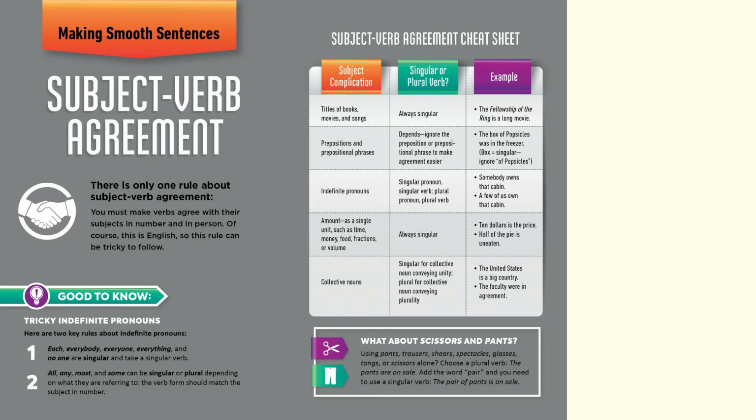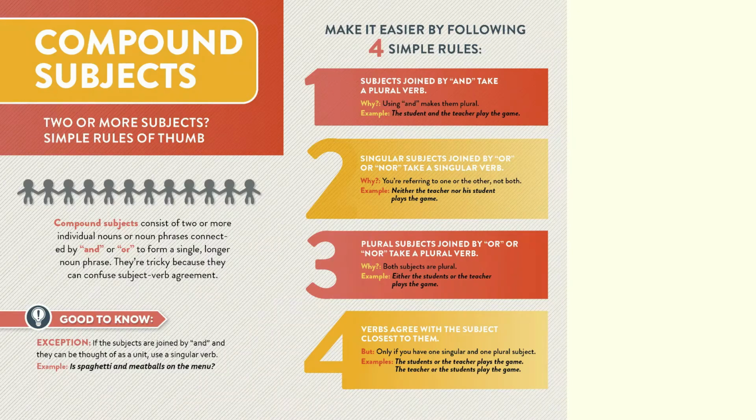Subject-verb agreement. There's only one rule about subject-verb agreement. You must make verbs agree with their subject in number and in person. Of course, this is English, so this rule can be tricky to follow. Compound subjects. Compound subjects consist of two or more individual nouns or noun phrases connected by and or or to form a single longer noun phrase.